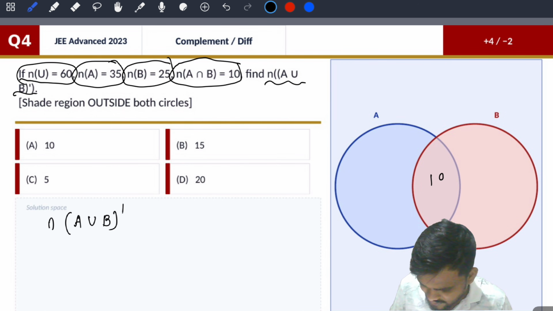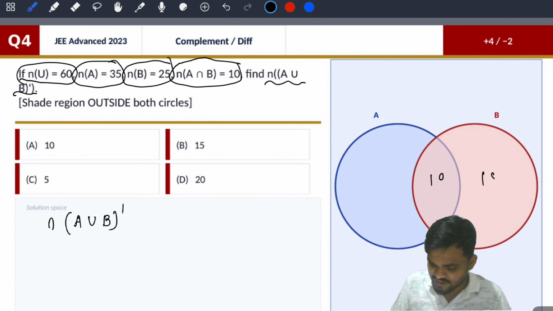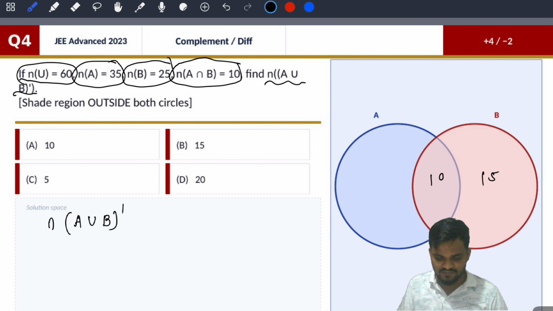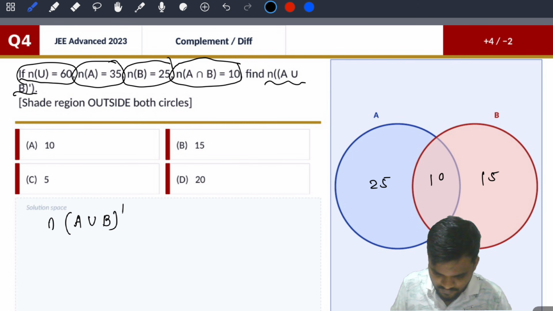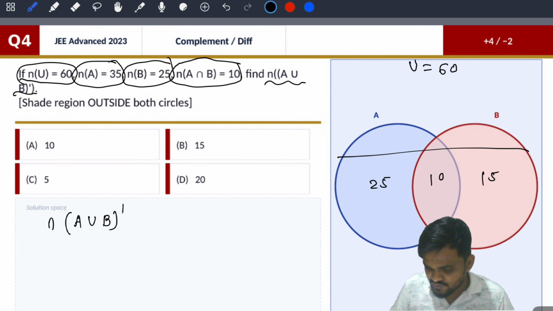This is 10 elements. Then the number of elements in B is 25. 25 minus 10 becomes 15. The number of elements in A is 35, so 35 minus 10 becomes 25. Okay. It is asking to find the number of elements in (A union B) complement. So this is my universal set U. How many elements are there in the universal set? 60. You know this is my A union B, right?